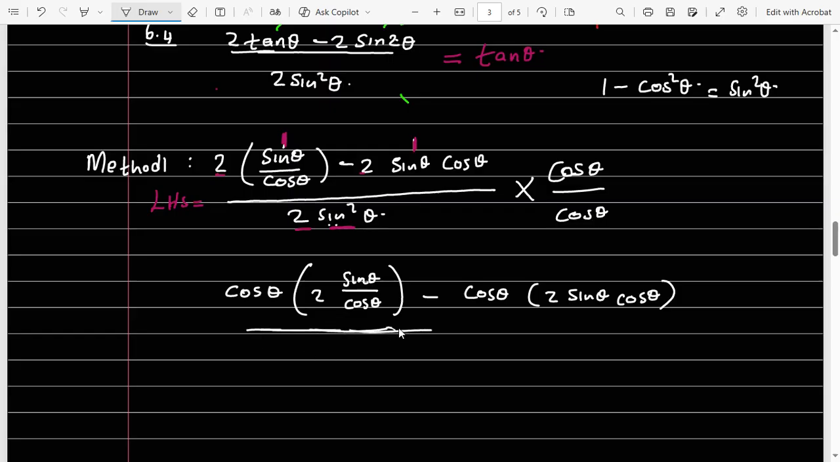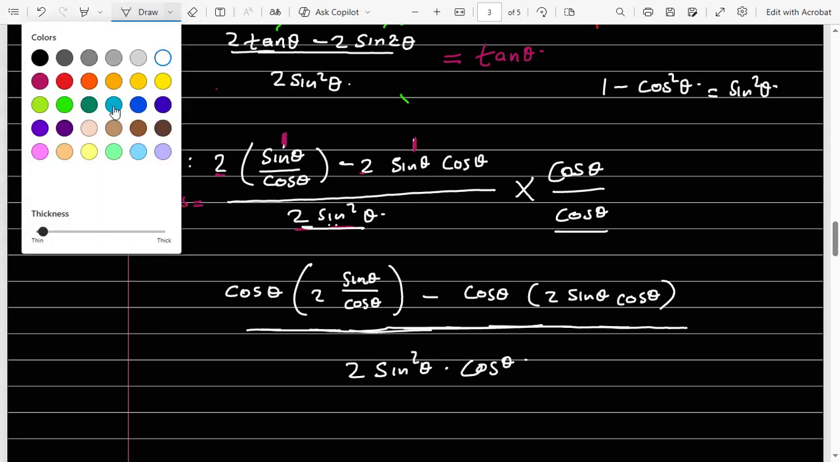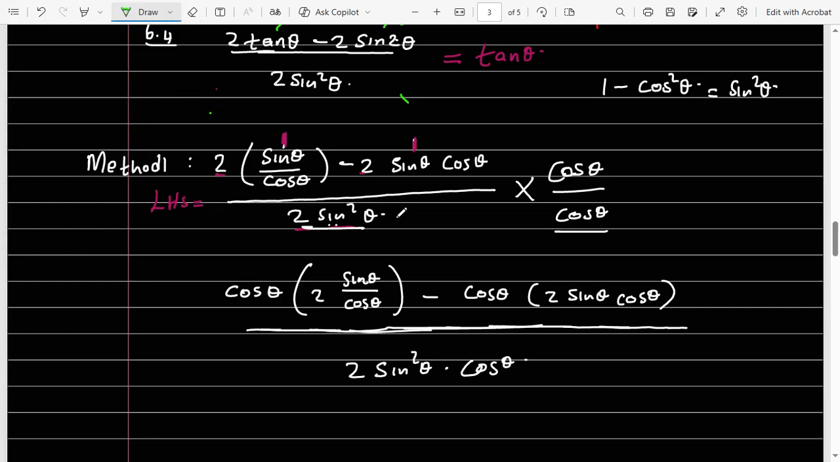Maybe the next method is for you. And then I'm going to divide everything. This times that is 2 sine squared theta times cos theta. Right. So now look at this. This is what I was trying to explain, that I'm solving by inspection. So I know that these 2 cancel, and this times that will give us cos squared theta.